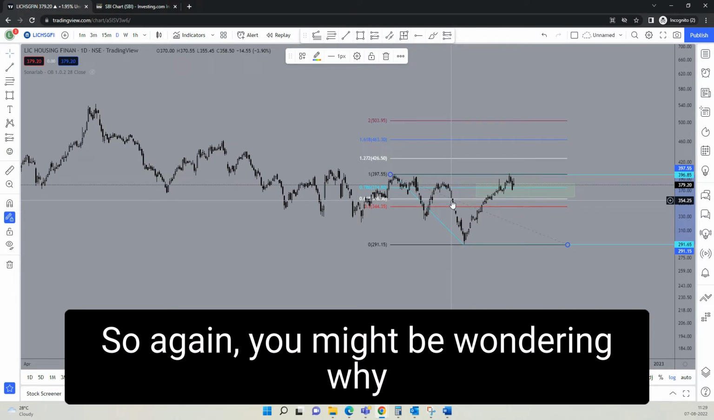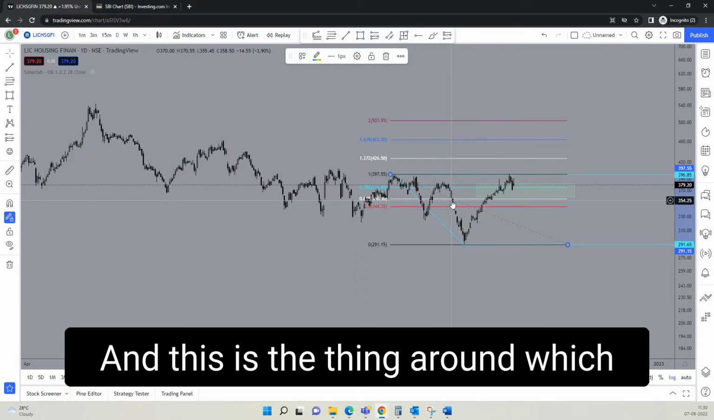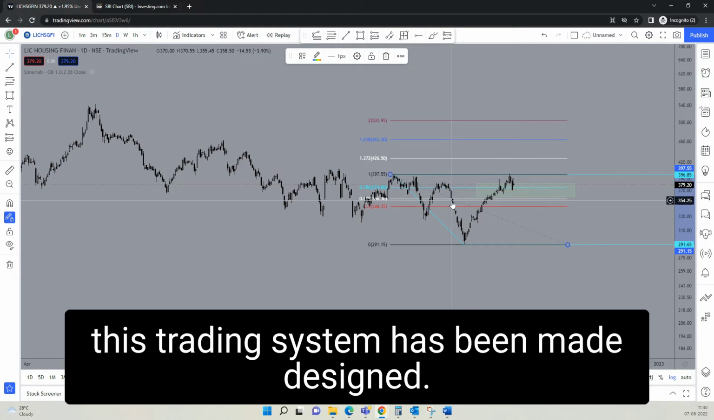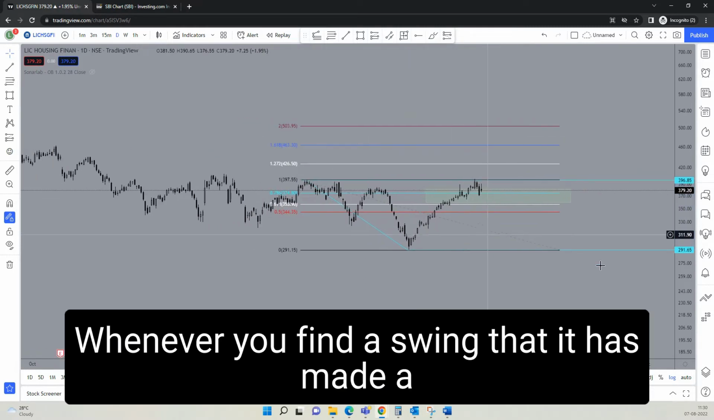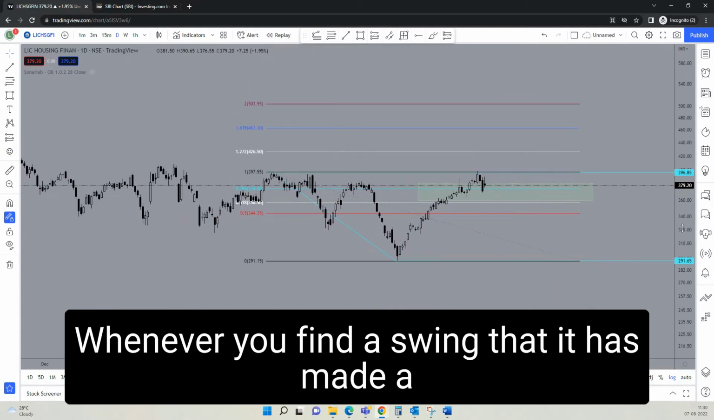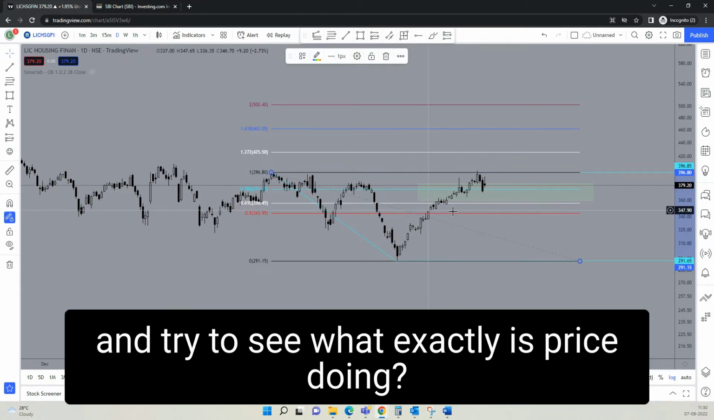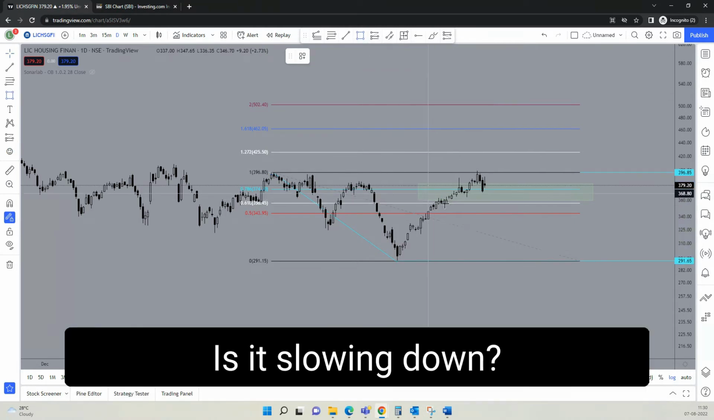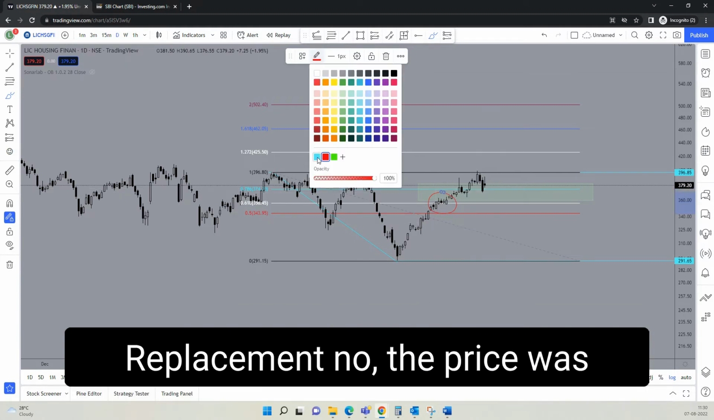So, guys, you might be wondering why the channel name is Trading 618. 61.8 is called the golden ratio of retracement, and this is the thing around which this trading system has been designed. That's why the name is Trading 618. Whenever you find a swing that has made a low or a high, you just plot a retracement tool and try to see what exactly price is doing. Is it slowing down around this area of 61.8 retracement?